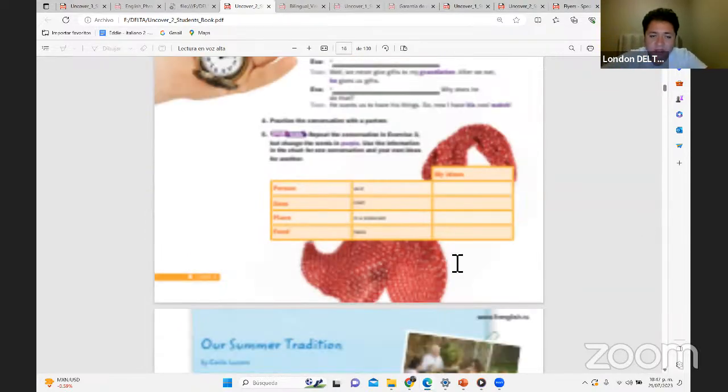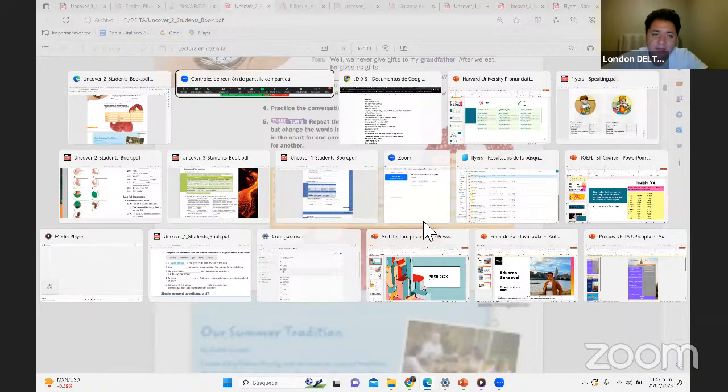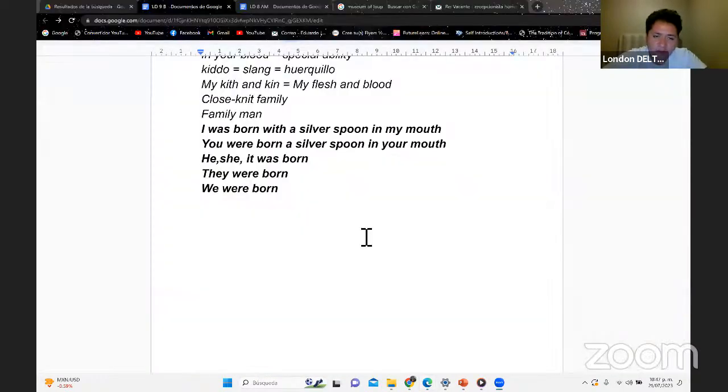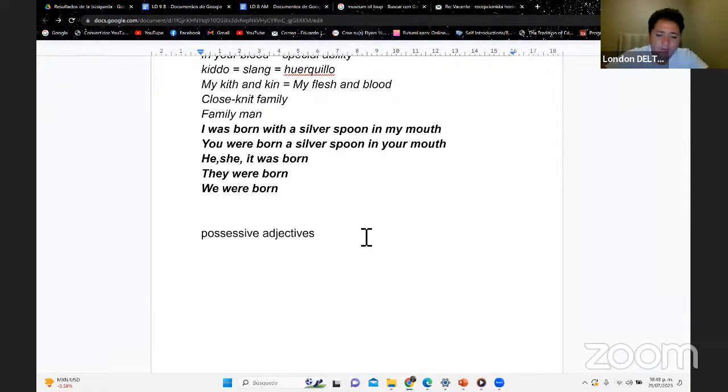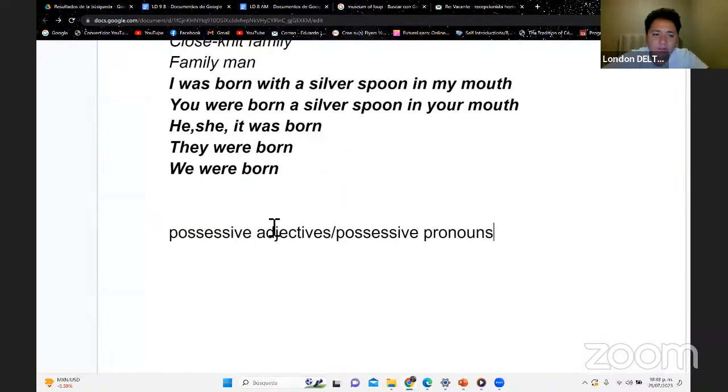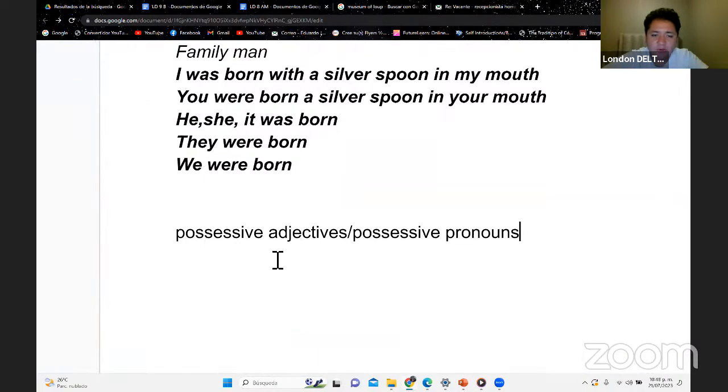En el posesivo, en inglés, tenemos distintas formas. So you first have the possessive, que creo que son los que aprendieron con teacher Daniel, possessive adjectives and possessive pronouns. Okay, now you need to pay attention to the meaning of these words, right? Possessive, ambos son posesivos, pero unos son adjetivos y otros son pronombres.